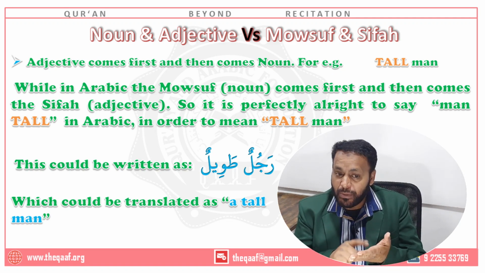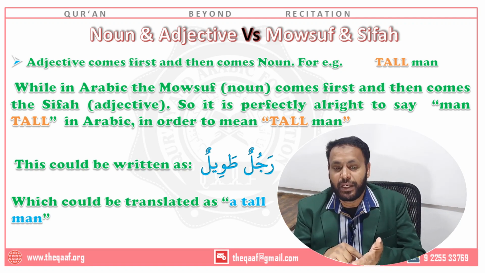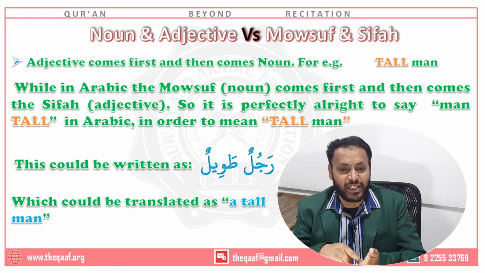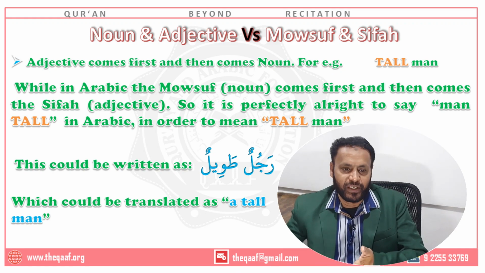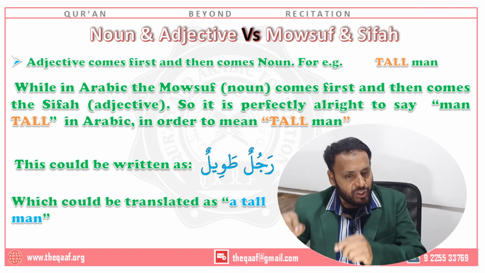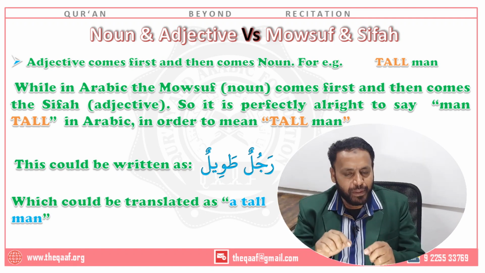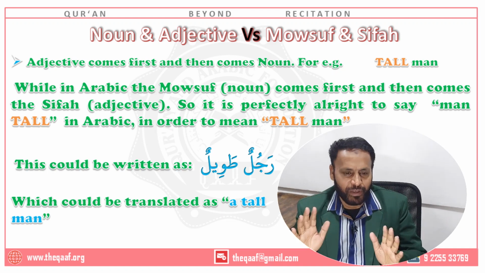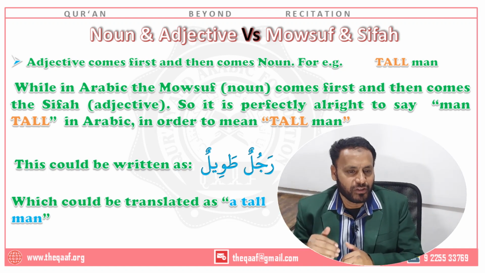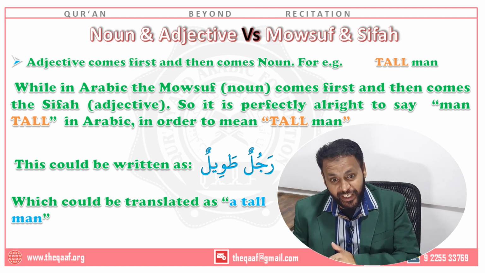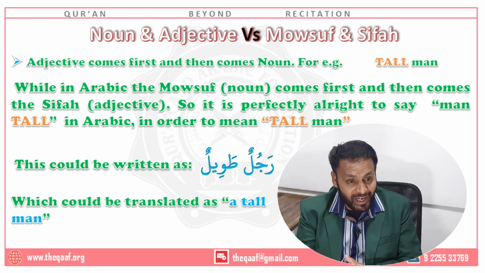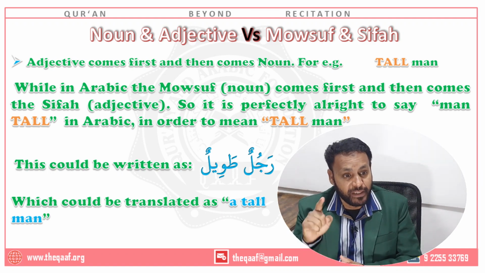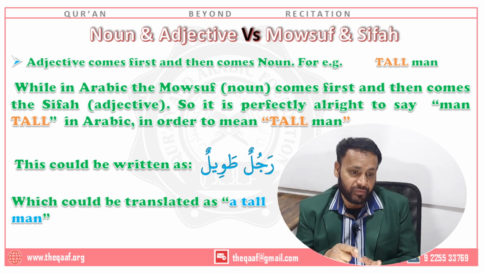Why? Because what's the basic principle? The basic principle is, in whichever language you are translating, it should make sense in that language. So you translate it as tall man. Even though the Arab people understand man tall correctly, they understand what it means: a man who is tall. But when translating in English, we will say tall man. While writing, you have to write the noun first, then the adjective.